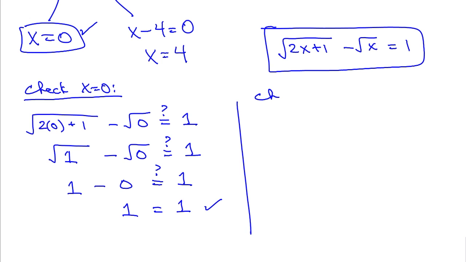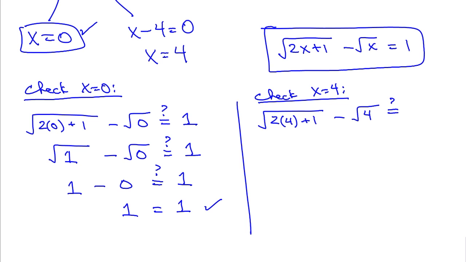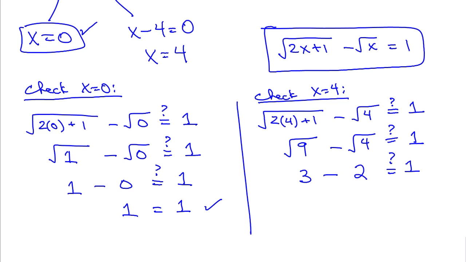Next, let's check x equals 4. So we have the square root of 2 times 4 plus 1 minus the square root of 4. That might be equal to 1. Under the first square root, we have 2 times 4 plus 1. That's 9, so we have square root of 9 minus the square root of 4. That might be equal to 1. Square root of 9 is 3. Square root of 4 is 2. 3 minus 2 is 1. Equals 1. And that one works out as well.